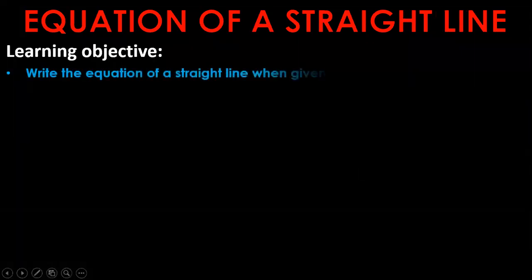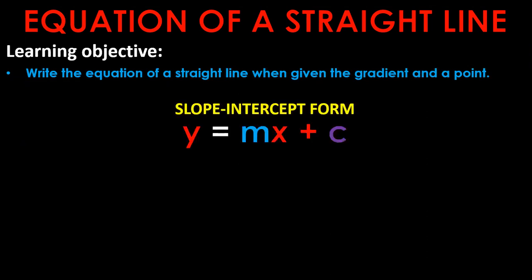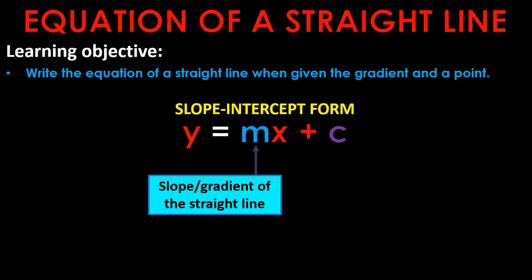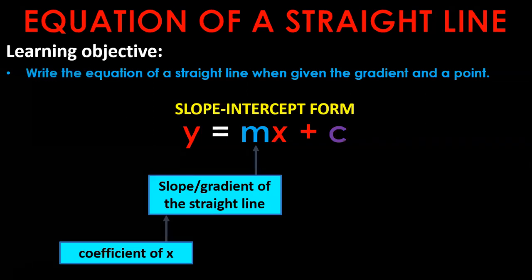Today, we are going to write the equation of a straight line when given the gradient and a point. To write the equation of a straight line, we will be using the slope-intercept form, which states that y is equal to mx plus c, where m is the slope or the gradient of the straight line, and m is also the coefficient of x.